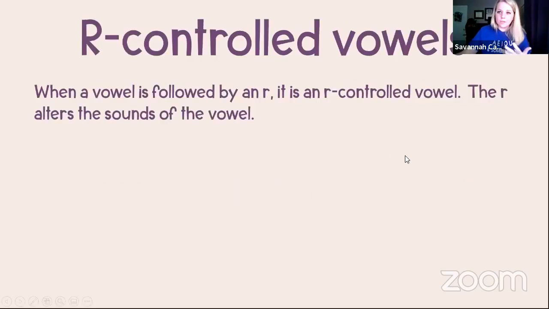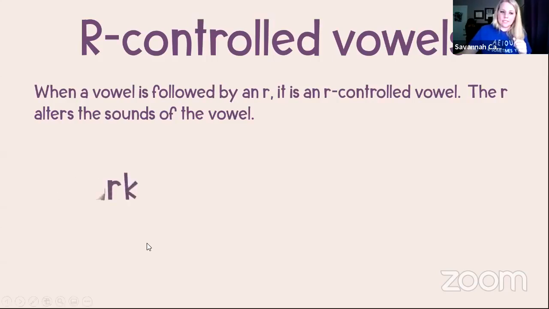Okay, our controlled vowels. This can get hairy, and I'm not even going to lie about it. So when you have a vowel that's followed by an R, it's called an R-controlled vowel. Some people call it vowel R. The R is going to alter the sound of the vowel. So this is one sound: AR, OR, IR, ER are all one sound.